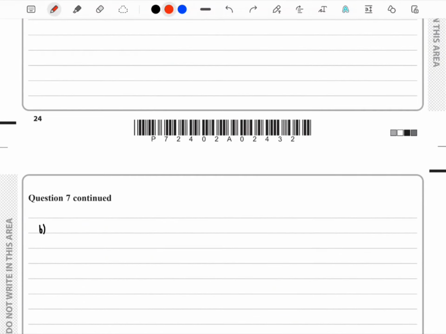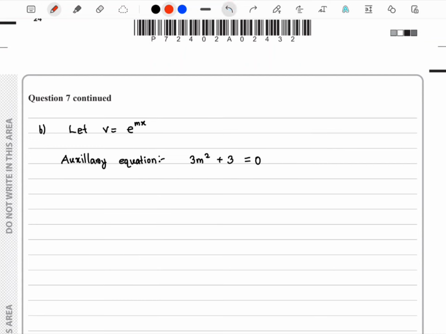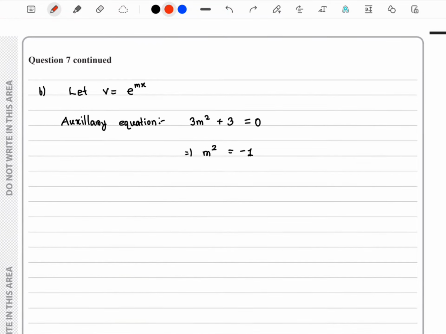So initially for the auxiliary equation we take v to be e to the power mx, and then we find the auxiliary equation to be 3m squared plus 3 equals 0. We get m squared equals minus 1, so m is plus or minus i, and the complementary function would then be a cos x plus b sin x, where a and b are unknown constants.